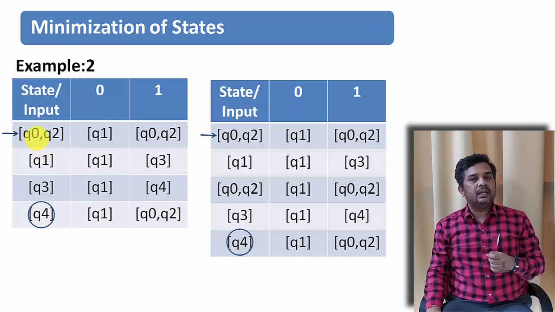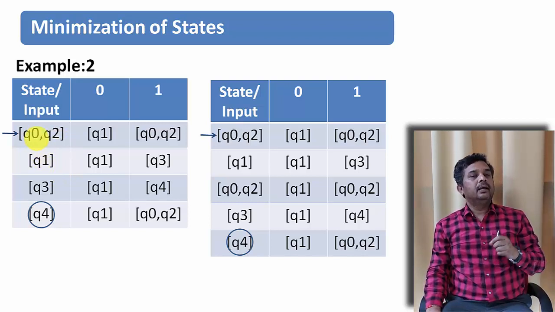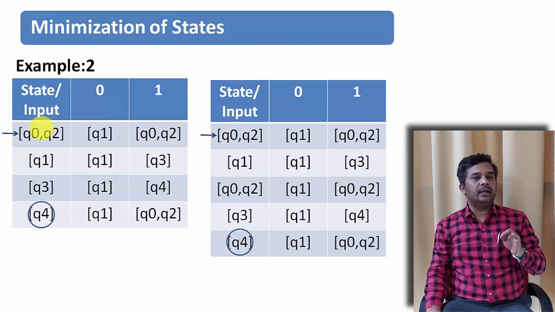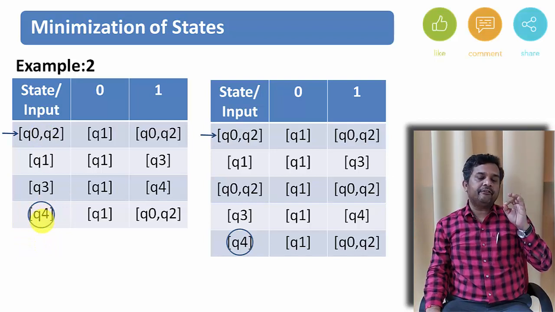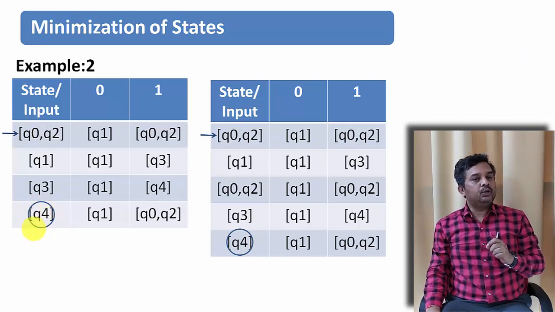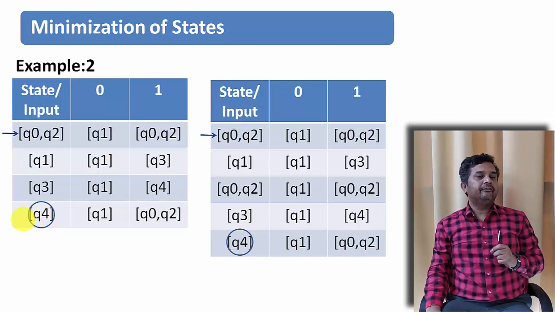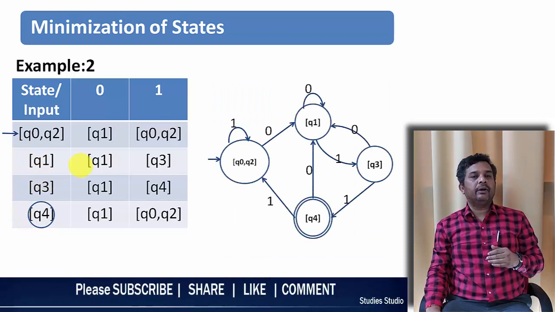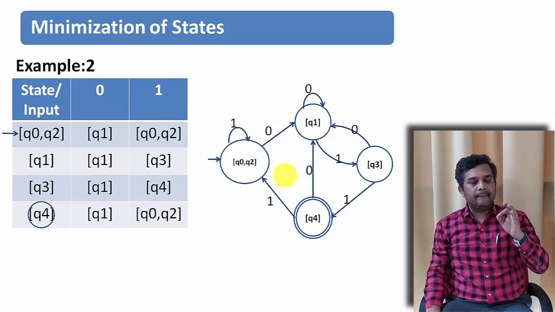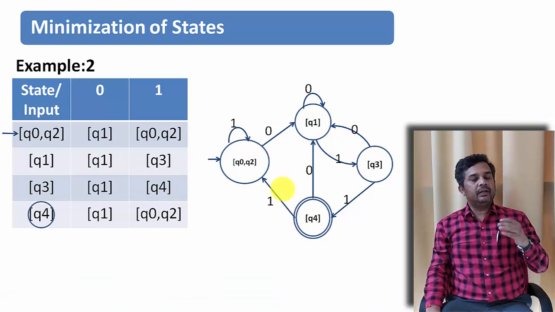Now, in the original table, Q0 used to be my initial state. So, in whichever partition Q0 is appearing, that will be my initial state. Similarly, Q4 used to be my final state in the original one. And Q4 belongs to this partition. So this state will be my final state. Now, let us try to draw the DFA required for it. So the DFA required will be this. So this is the required minimized automata that we got. I hope you understood it.